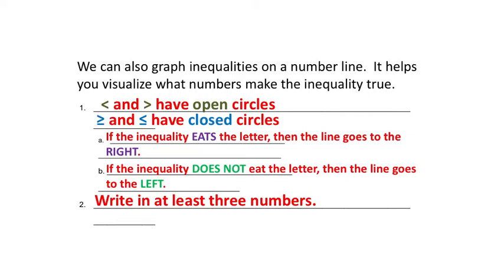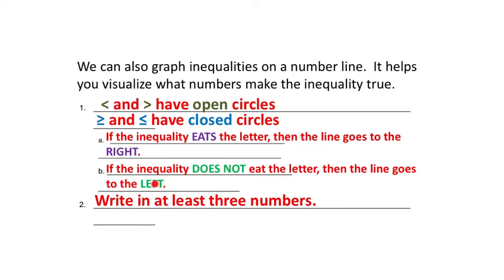So that just tells us, again, we're looking for the equality part. Where it's equal, we're going to use an open or closed circle at that number. Then we just look, because we hopefully have solved it by then, and see if the inequality eats the letter, right? We say, well, hey, it eats the letter. If it does eat it, then we say anything to the right of that number would make it a true statement. If it does not eat the letter, then the line goes to the left.